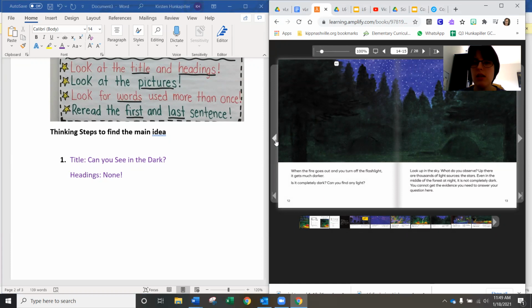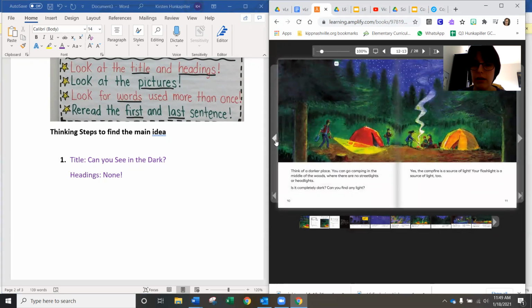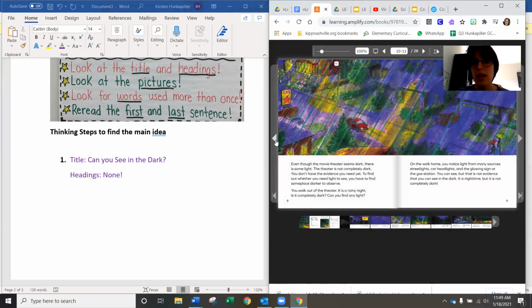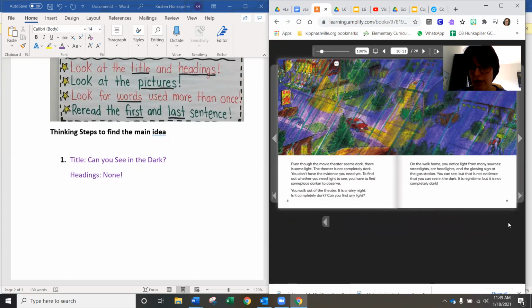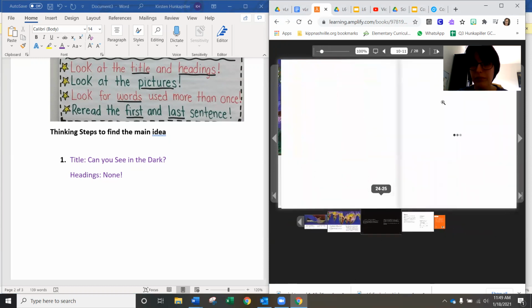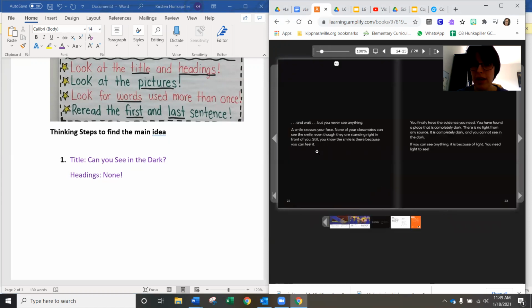Yep, that's right. You see that it is almost dark, but the stars are a light source, so they give us some light. Okay, and then here there's the light source of the campfire and the flashlight. Here the author said that there are street lights and the car is giving off light as well. A lot of light sources. Let's go to the very end of the book. Let me see. On these 2 pages, it is completely dark.